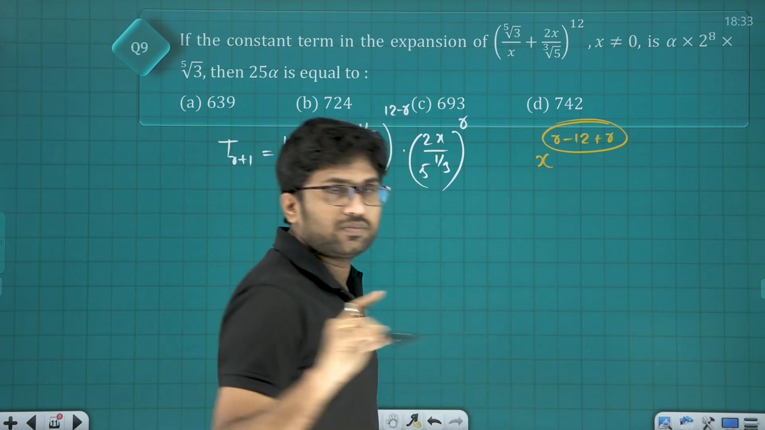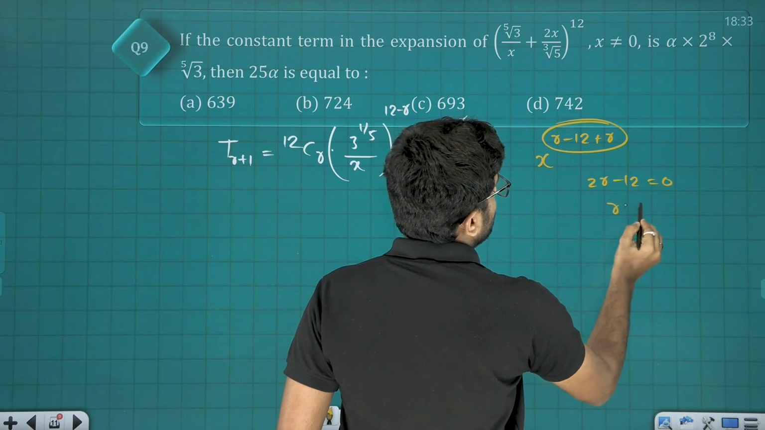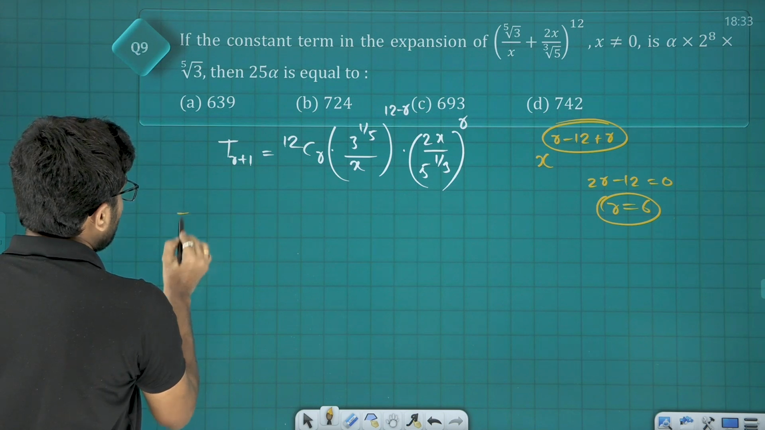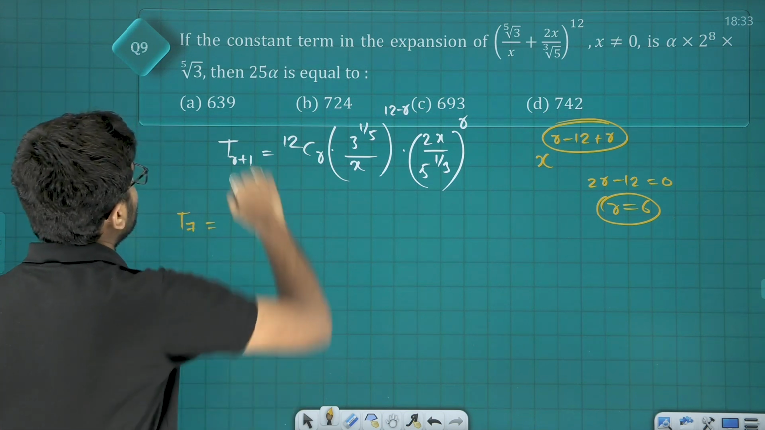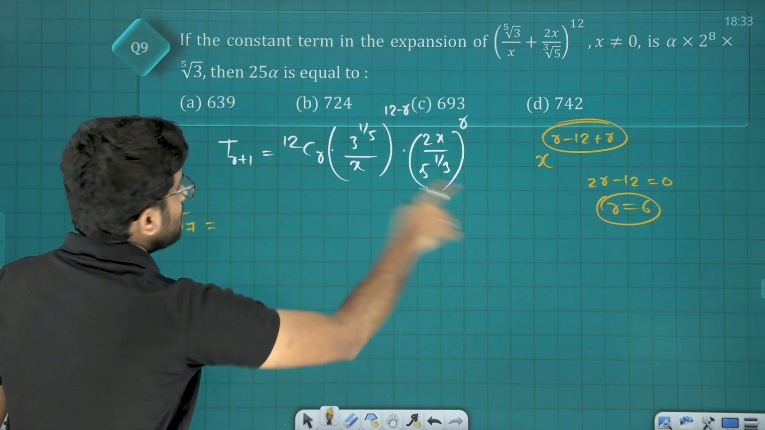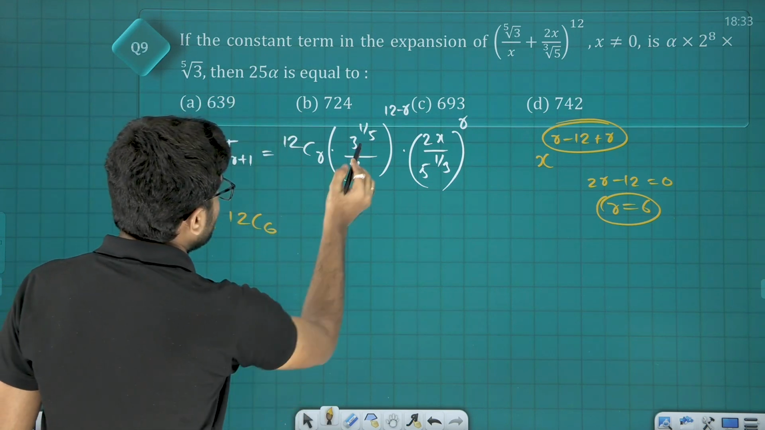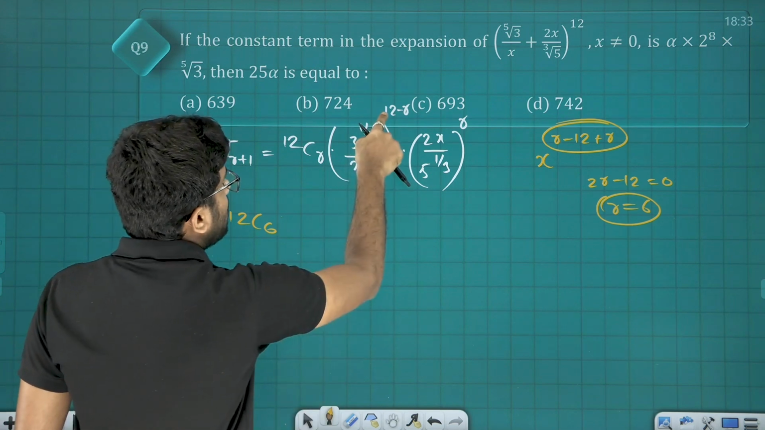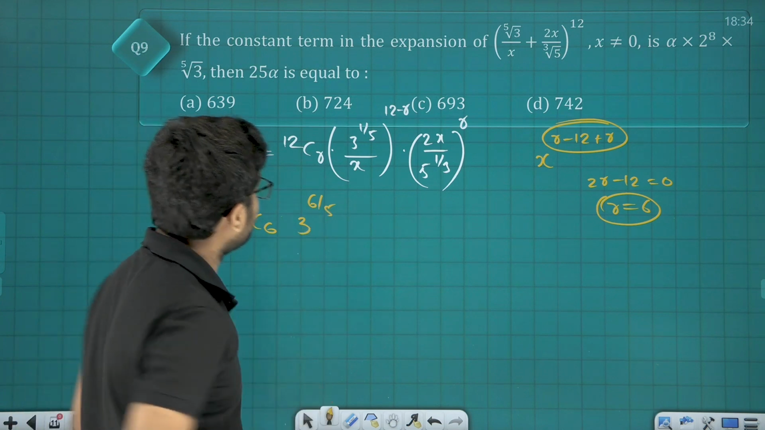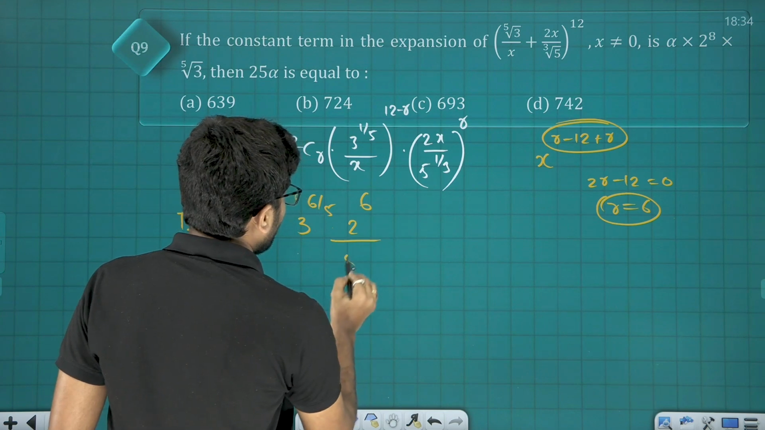So to get the constant term, the exponent of x should be equal to 0. 2r minus 12 is equal to 0. So r is equal to 6, friends. That means the 7th term is the term independent of x, or constant term, we say. So T7 is equal to 12C6 into 3 power 1 by 5, 12 minus 6 is 6, so that is 3 power 6 by 5 into 2 power 6 divided by 5 power 6 by 3.